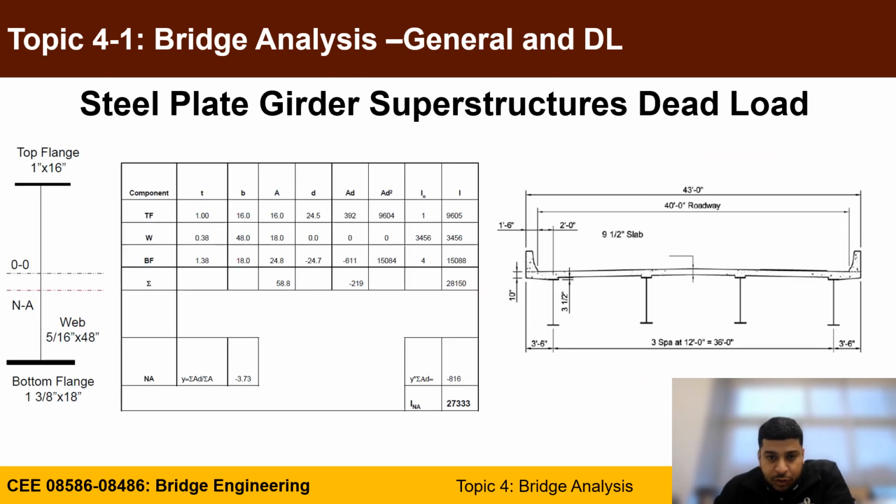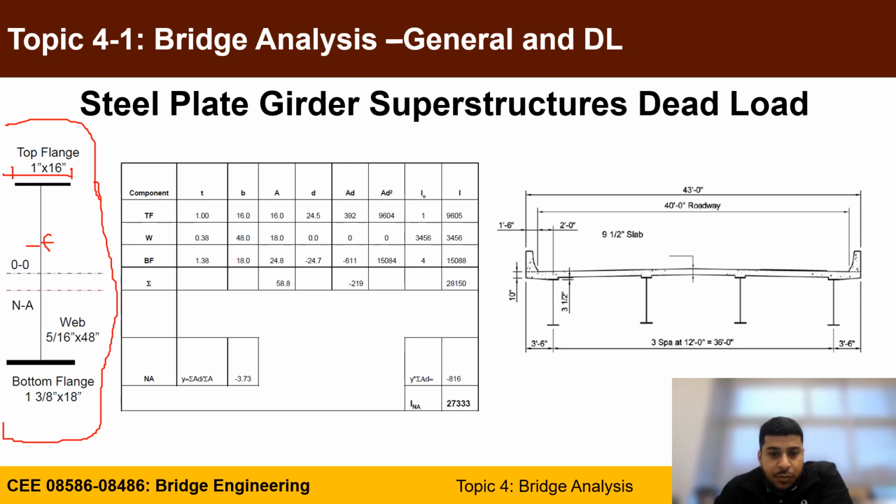So basically what you need to do is to get your cross section for your girder. In this case, we have a top flange of a 1-inch plate with 16-inch width. We have a web of 48-inch depth and 5/16 thickness, and also a bottom flange of 18 inches width and thickness of 1 and 3/8 inches.